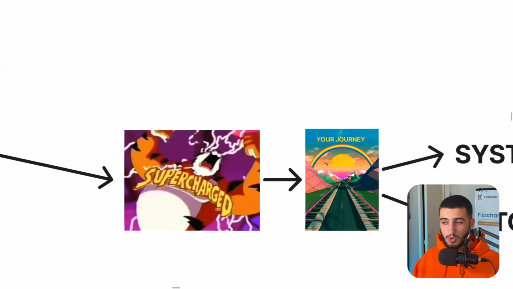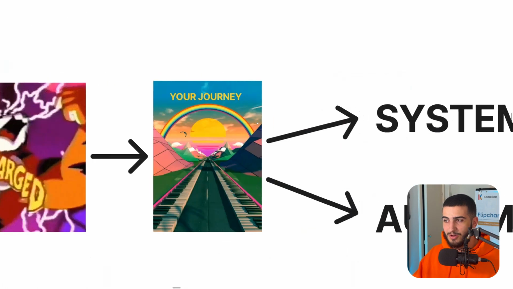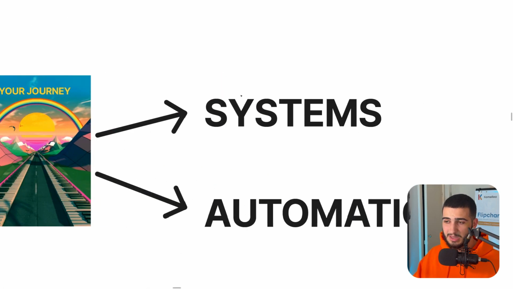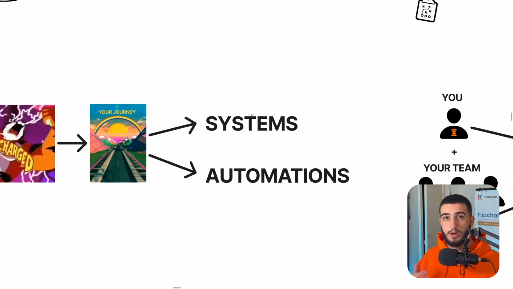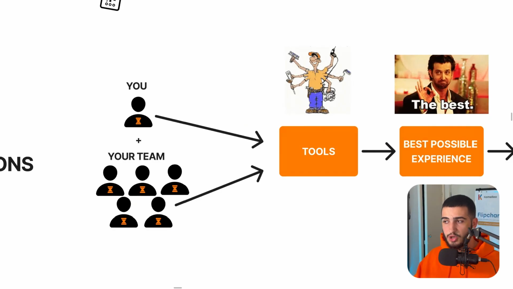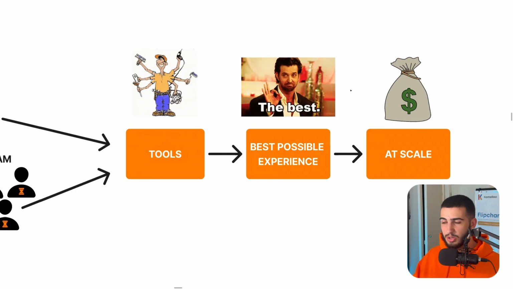But if you do want to supercharge your agency, then this is just the start of your journey, because next you're going to have to build different systems and automations to keep up with the workflow, or the optimizations you just created. All this is doing is giving you and your team the tools to give the best possible experience at scale. Quite obviously, this is what we do as the next step within our program.